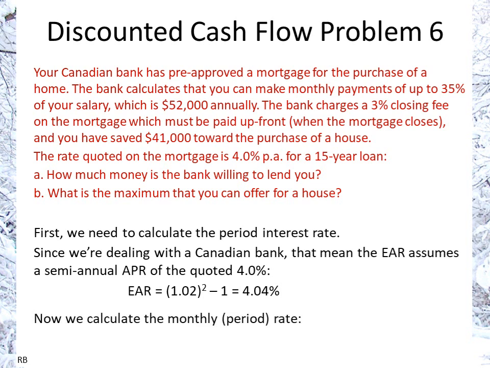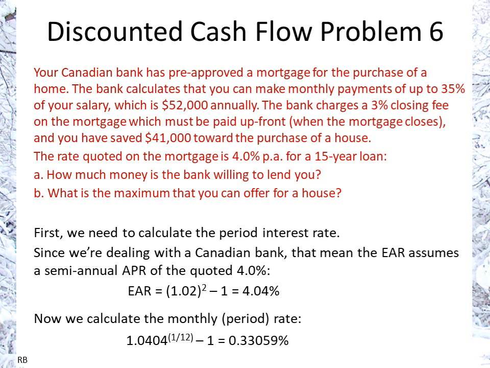Now we can calculate the monthly or the period rate. We have an effective annual rate and we have monthly compounding. So we're going to figure out the monthly rate by taking 1.0404, so 1 plus the effective annual rate, to the power of 1 over n, the number of periods, so 1/12, minus 1. So we have a monthly rate of 0.33059%.